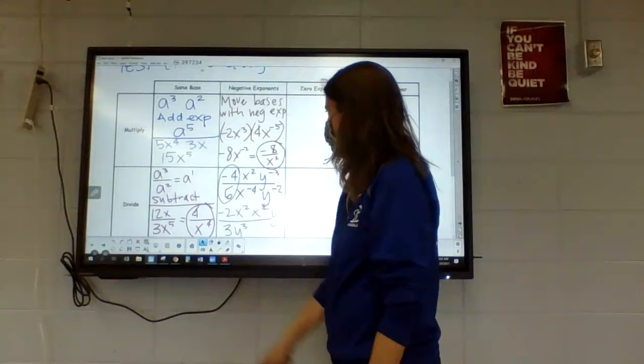Okay. So, zero exponents can be as easy as you make them, or you can totally get confused with them. So remember, any value to the 0 power equals 1.